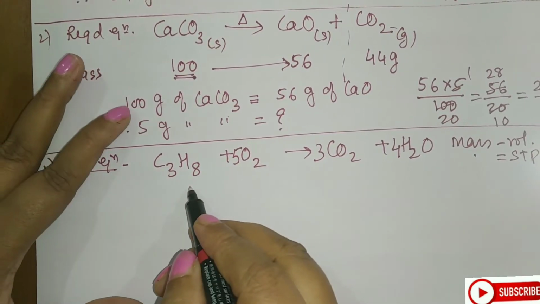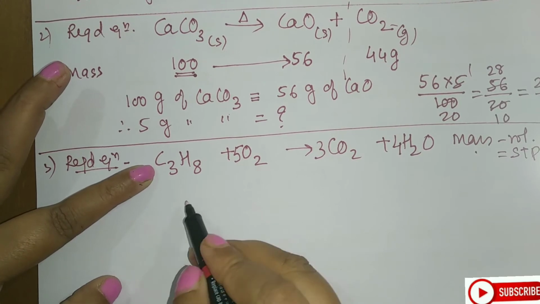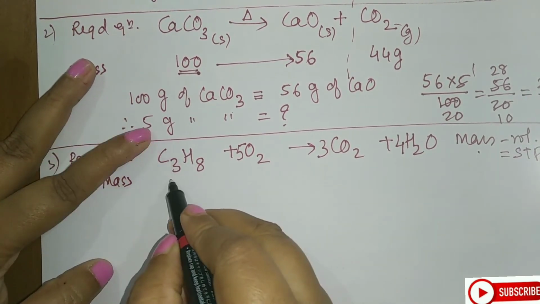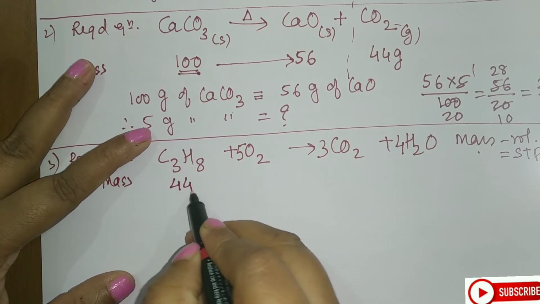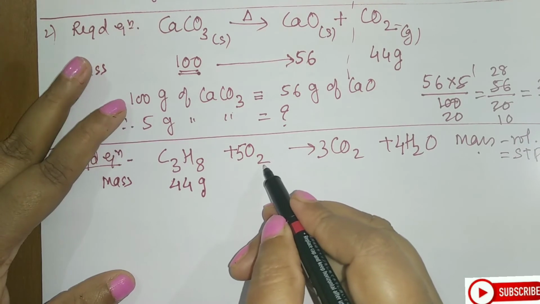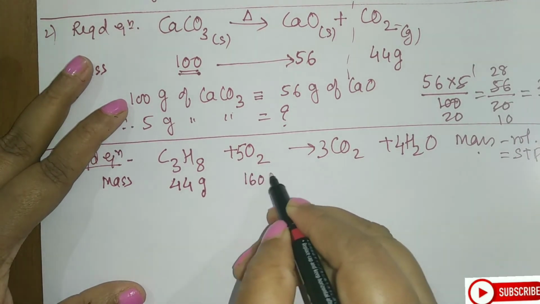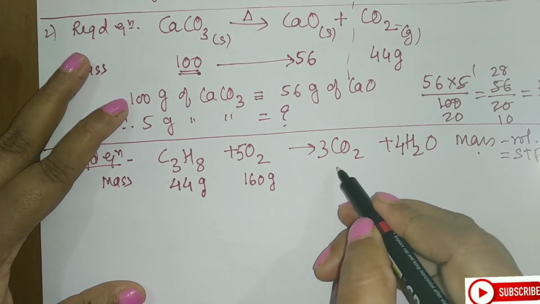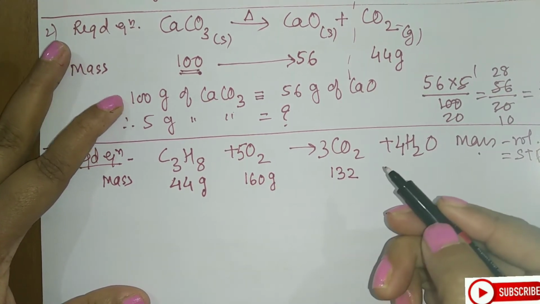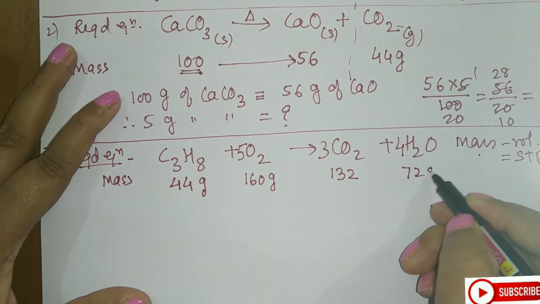So here this is a question where I will have mass to volume relation, means mass to STP volume. So let us write the masses first. This will be 12 3 times is 36 plus 8. Mass here is 44 gram. This will be 16 2 times is 32. 32 into 5 will come to 160 gram. Similarly, this will be 44 into 3, so it will be 132 gram. And water 18 into 4, so this will be 72 gram.